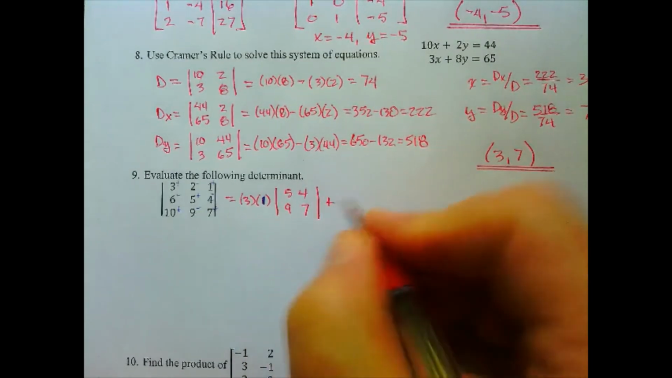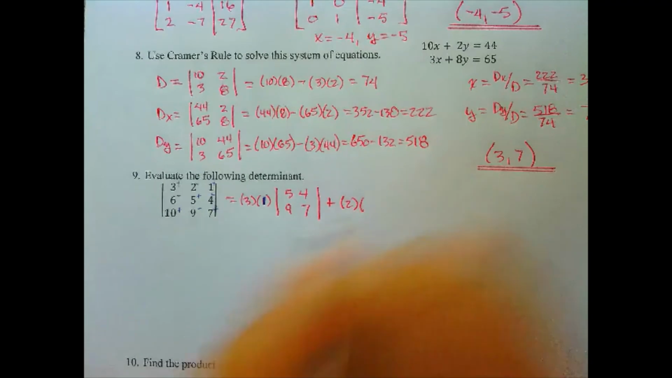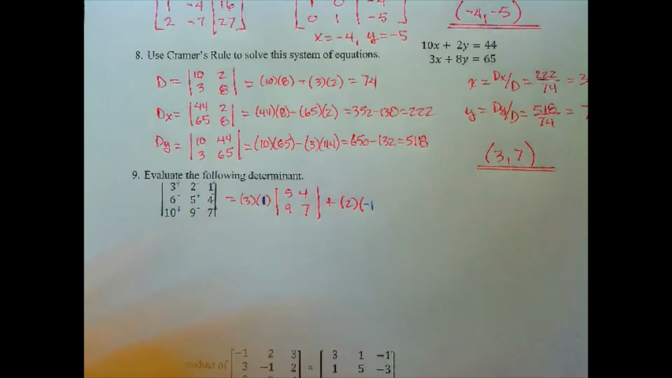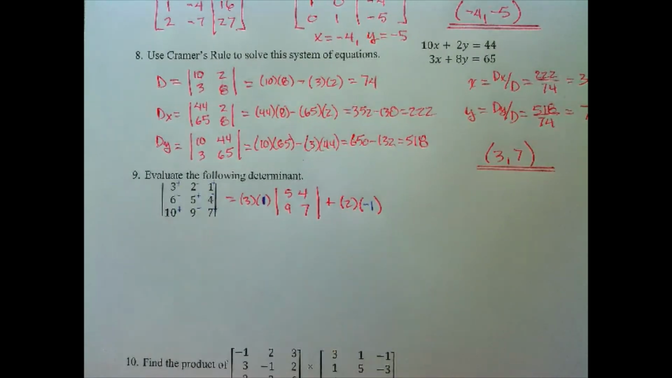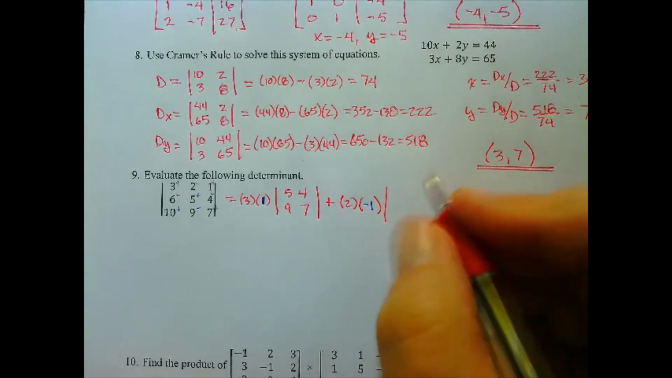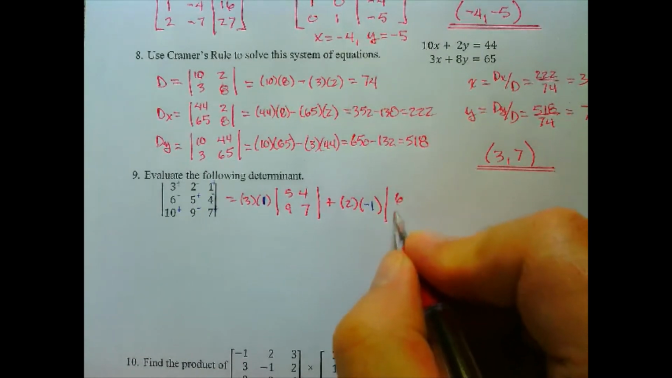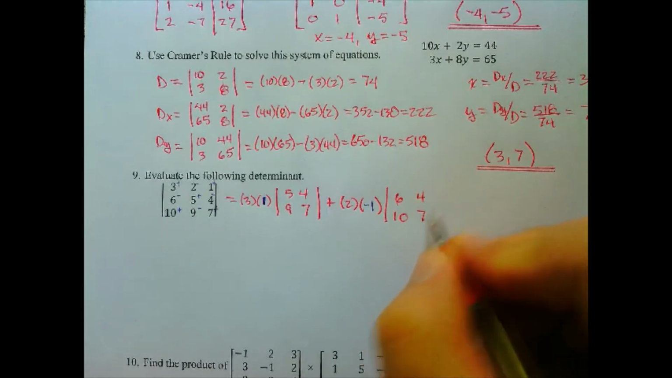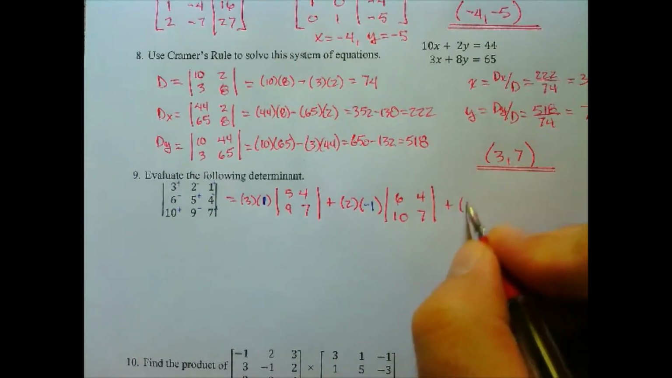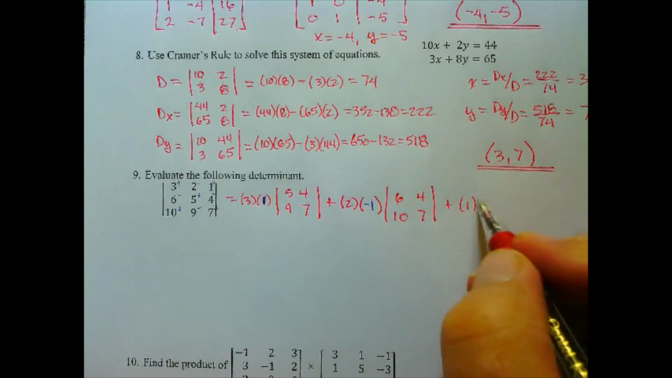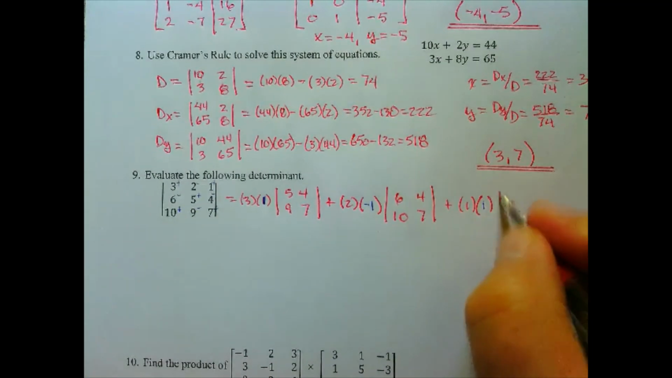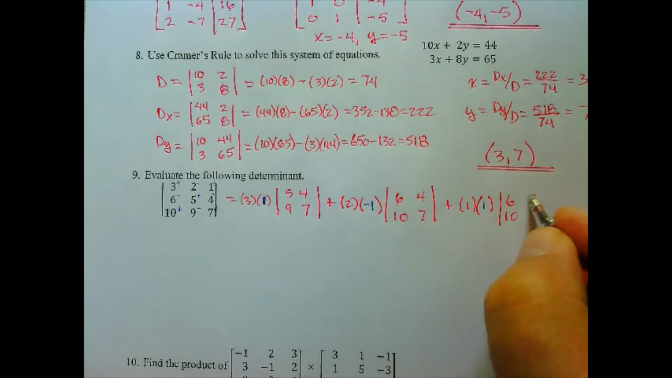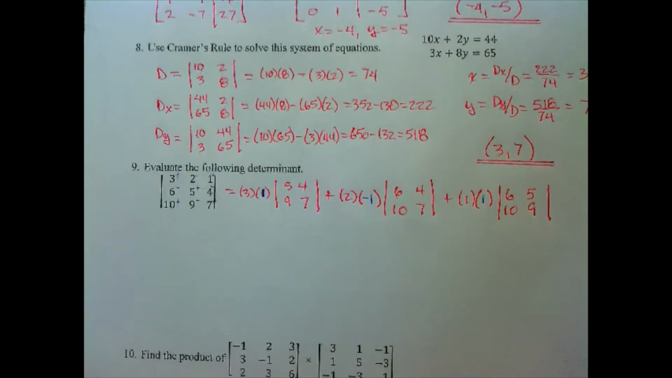Okay, next we're going to do the 2, but this is now times a negative 1 because of its positional plus, minus, plus. And then this one will have 6, 10, 4, and 7. And then the last one will have a 1 from this one, and then it'll also have a 1 for the plus minus, and then it uses 6, 10, 5, 9. So we've broken the 3 by 3 into 3 minors.